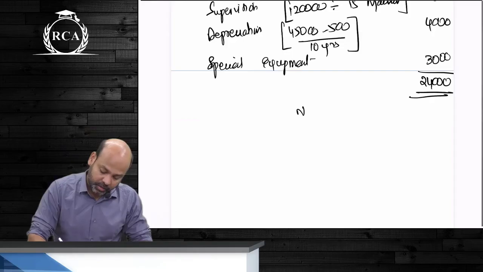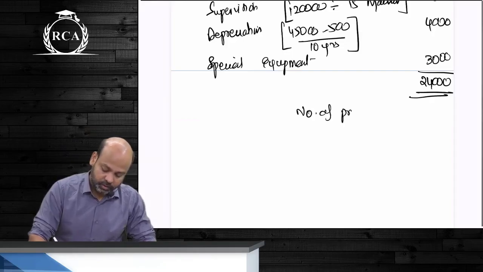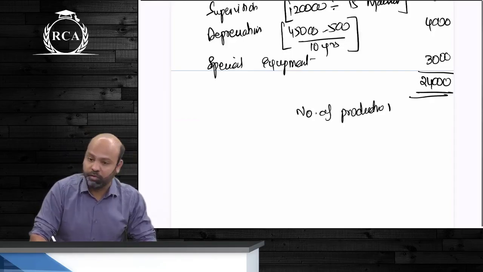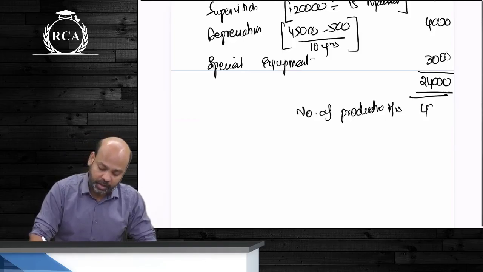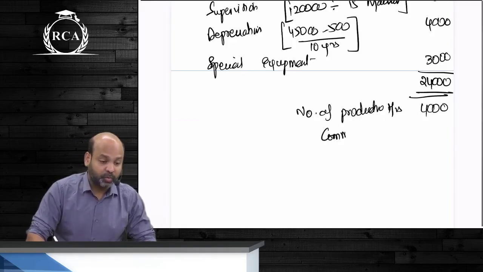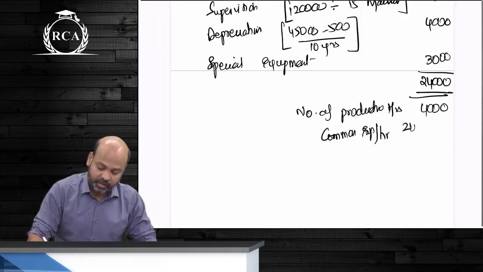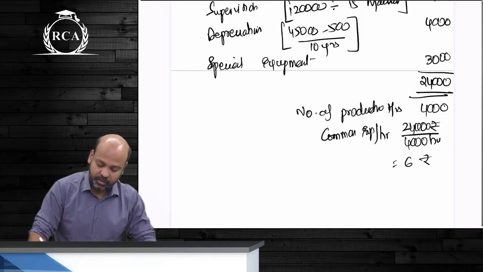What are the number of productive hours? The total number of productive hours, guys, are 4,000. What will be your common expenditure per hour? 6 rupees. Common expenditure per hour beta would be this 24,000 rupees will get divided beta by 4,000 hours. That is 6 rupees per hour.